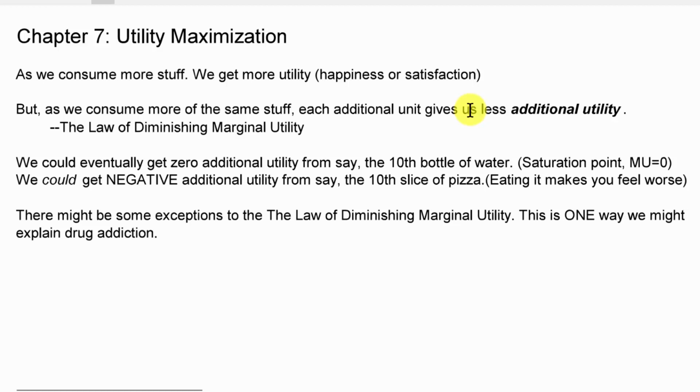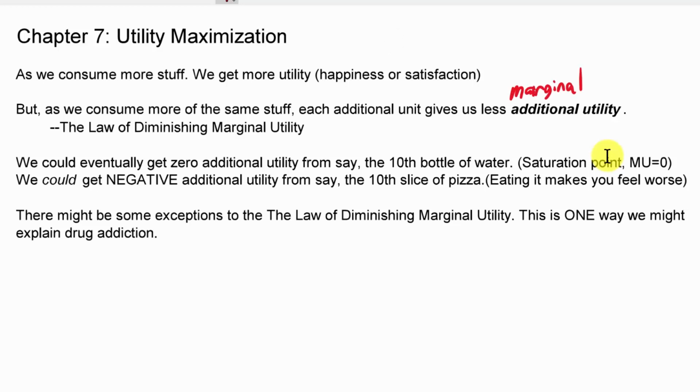A key assumption about human behavior that we usually see is that as we consume more of the same stuff, like eating additional slices of pizza or drinking more bottles of water, each additional unit gives us a little less additional utility, or a little less marginal utility, right? That key word in economics coming back, marginal.